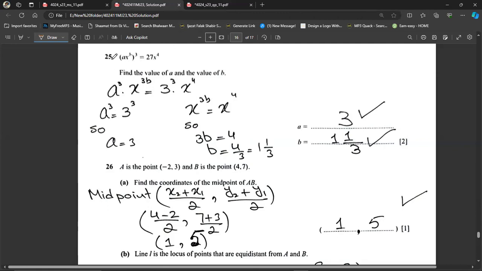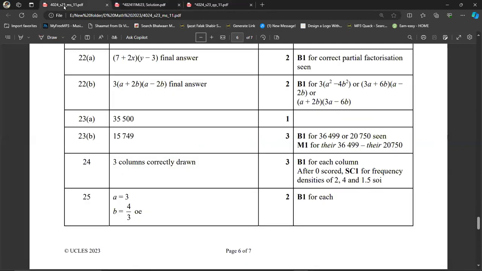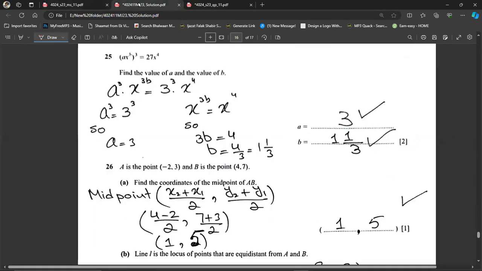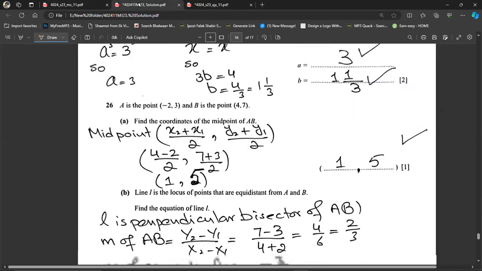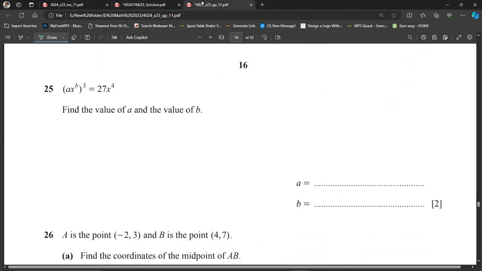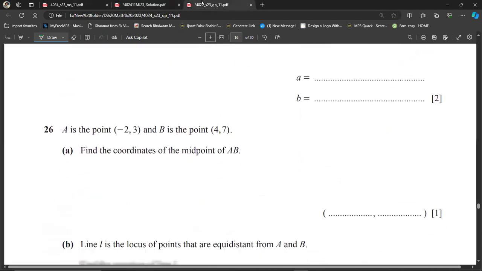So a is 3 and b is 1 whole 1 by 3. That's 4 by 3 and 3. And our answers are right, sir. Then we have the next question, that is question number 26.